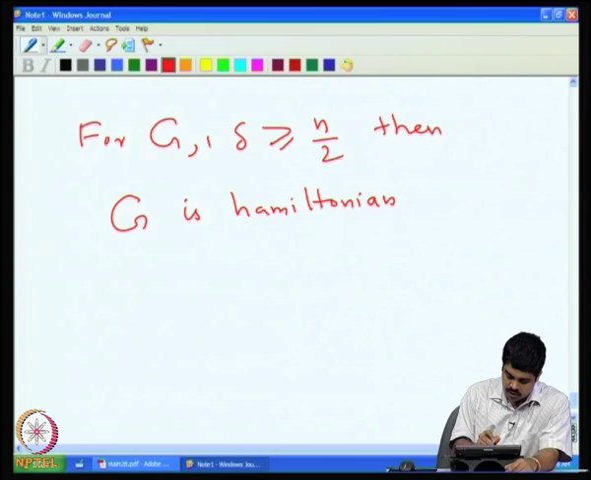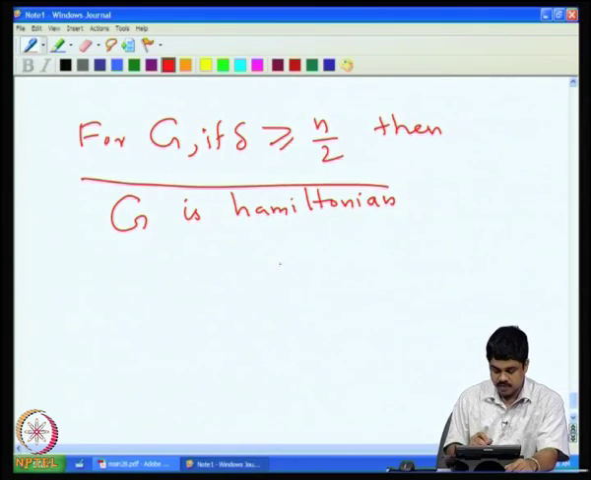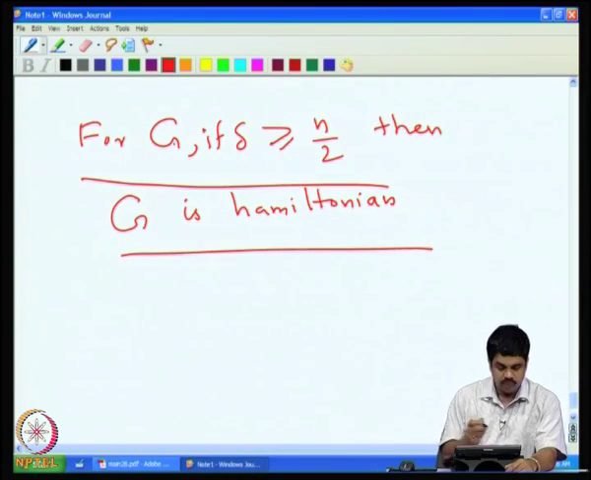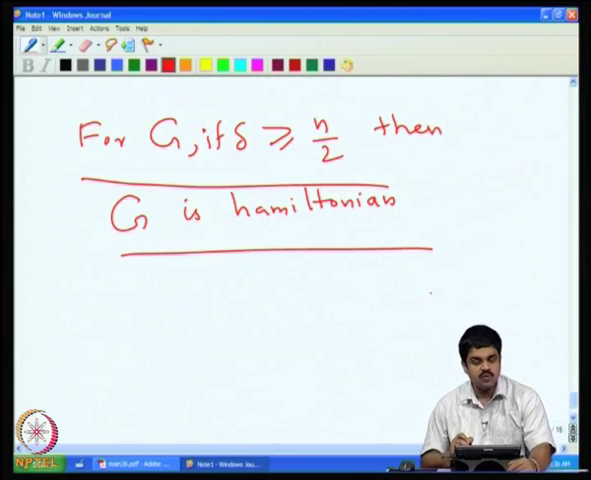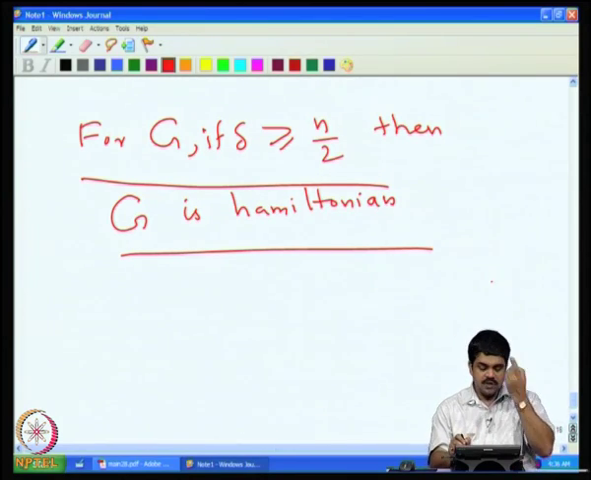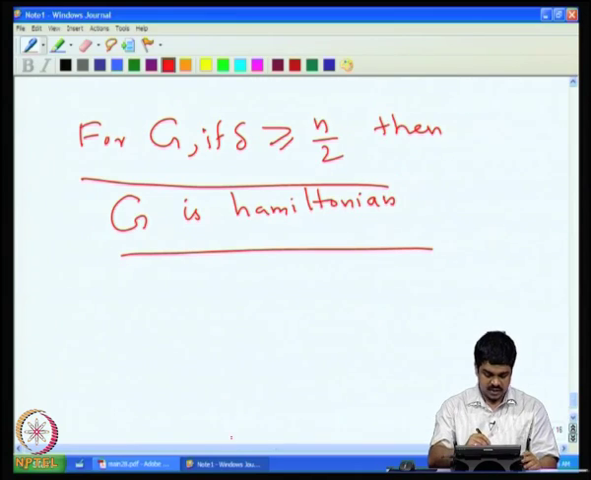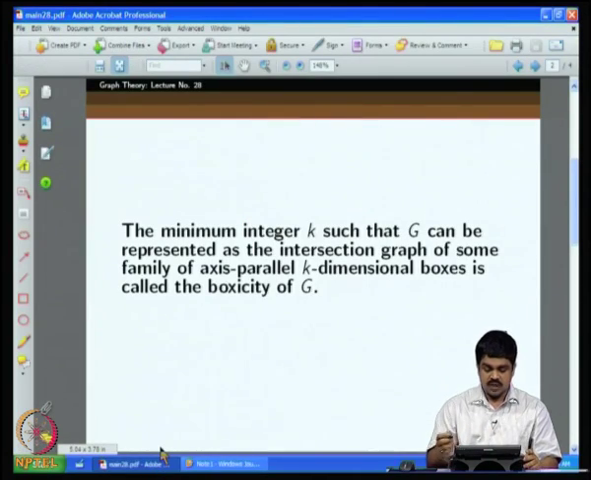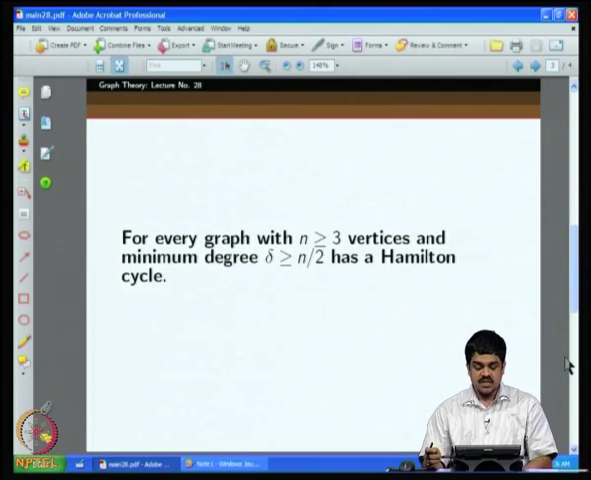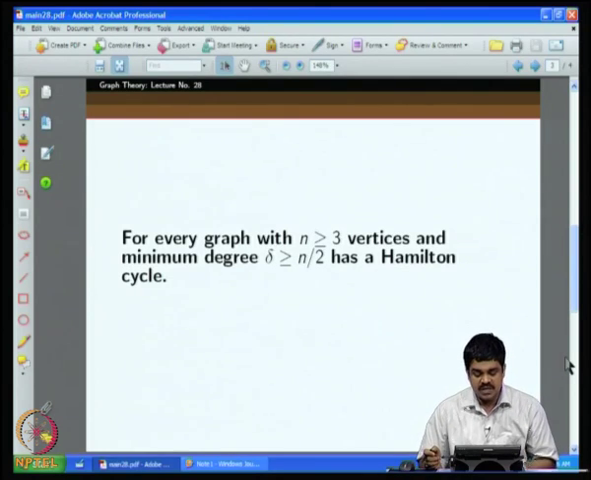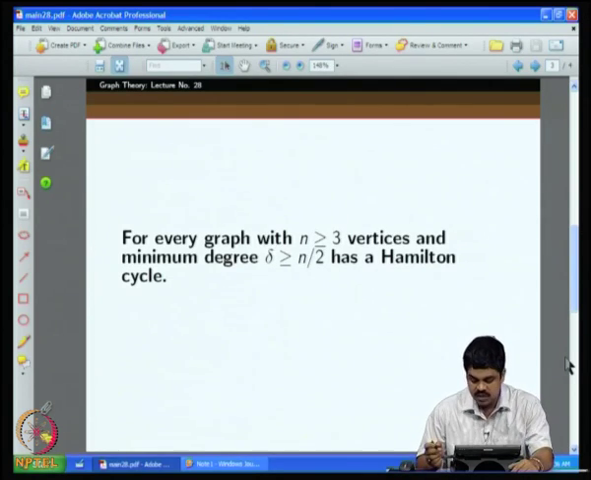For G, if the minimum degree is greater than or equal to n by 2, then G is Hamiltonian. And of course, that is not enough by itself, because if G has just 2 vertices, it cannot have Hamiltonian cycles, right. So we will say that if the number of vertices is greater than or equal to 3 and the minimum degree is greater than or equal to n by 2, then it has a Hamiltonian cycle.